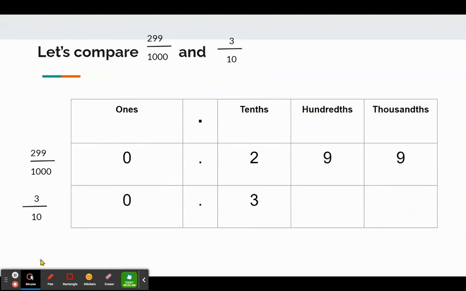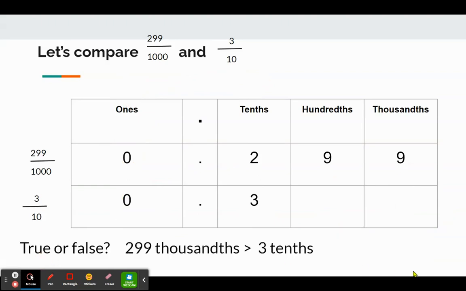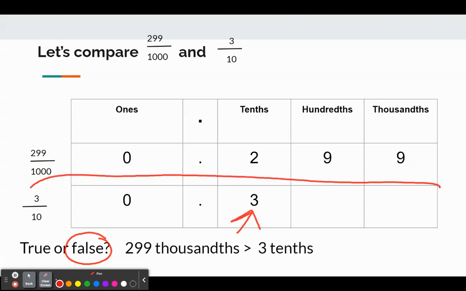All right, now let's go ahead and answer this question. True or false? 299 thousandths is greater than 3 tenths. So this is false. When we look at our place value chart, we can see that 3 tenths has more tenths than 299 thousandths. So that means that 3 tenths is actually greater than 299 thousandths. So in order to make this statement true, I would have to change this symbol to be facing the other way.